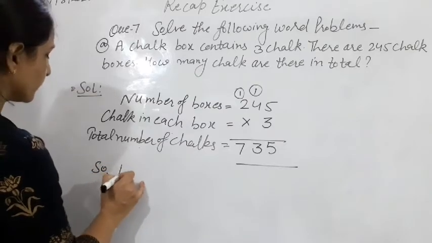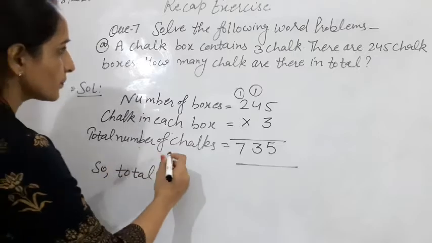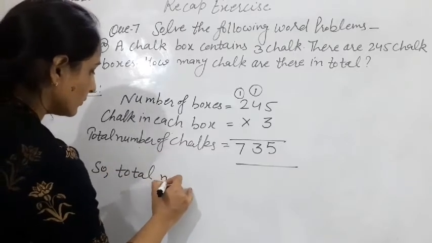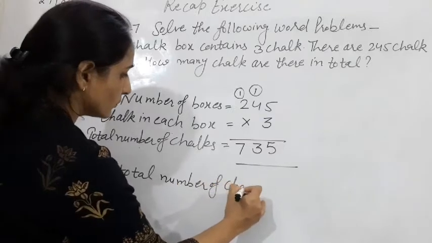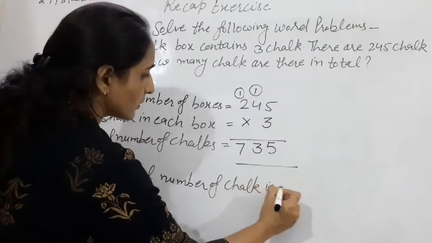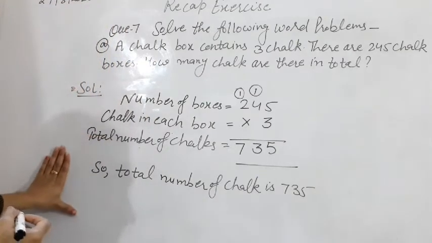So total number of chalk is 735. Clear all of you?